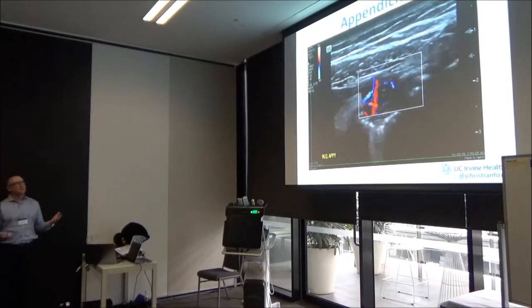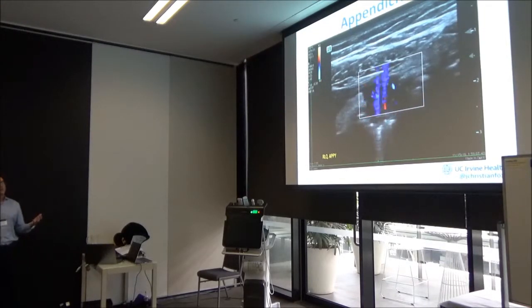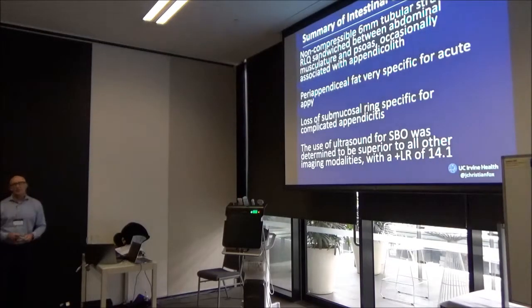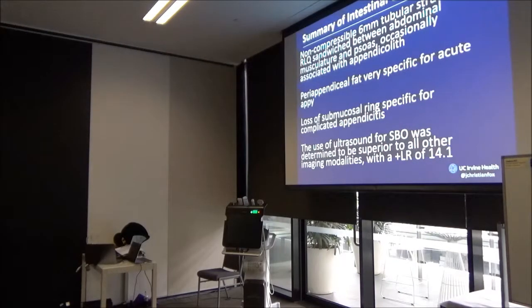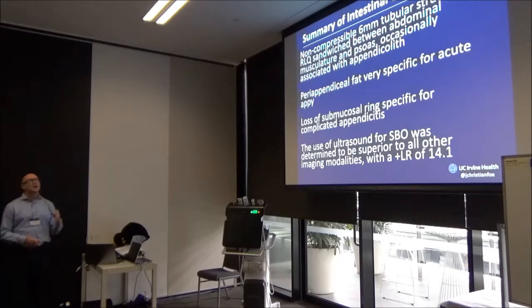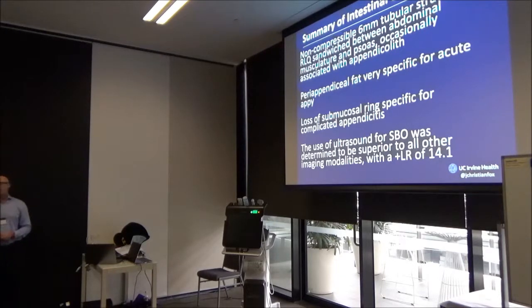And with that, basically concludes my lecture. Non-compressible, 6 millimeters, tubular structure in that right lower quadrant. Gets sandwiched between your abdominal muscle and your psoas. Sometimes you see an appendicolith. Periappendiceal fat, acute appendicitis. Loss of submucosal ring, complicated appendicitis. And finally, ultrasound for small bowel obstruction, highest likelihood ratio of any other imaging modality.